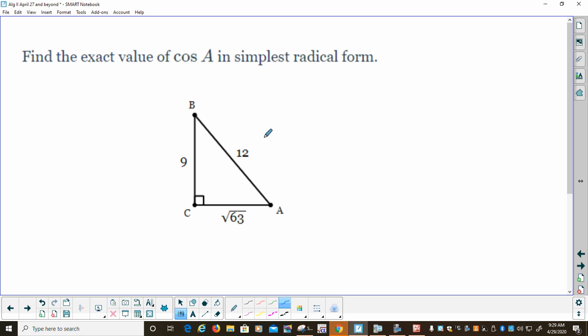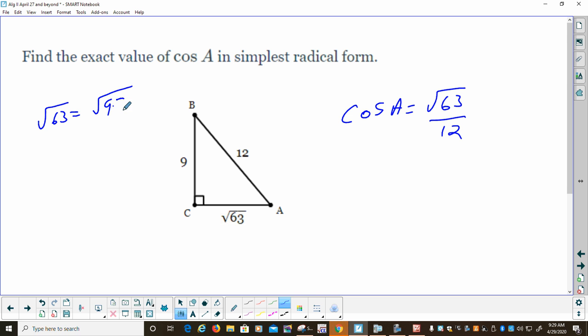Okay, the cosine of A. Cosine is adjacent over hypotenuse. So the cosine of A is equal to the square root of 63 over 12. The square root isn't in the bottom, so I don't multiply the top and the bottom by the square root of 63. All I have to do is look, can I reduce the square root of 63? Square root of 63 is better known as 9 times 7. 9 will pop out as 3, so it's 3 square roots of 7. So this would be 3 square roots of 7 over 12.